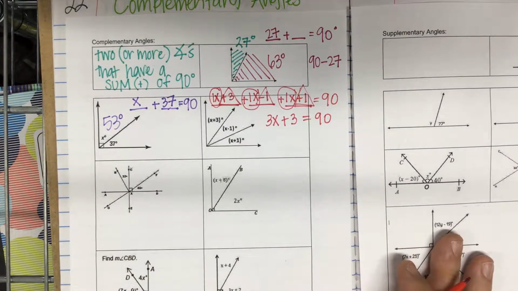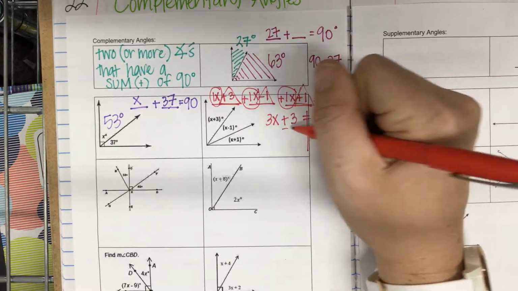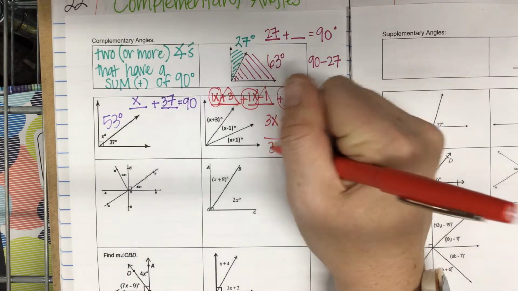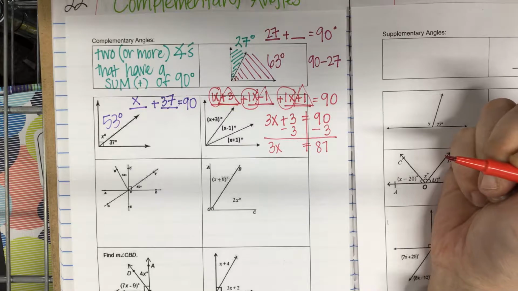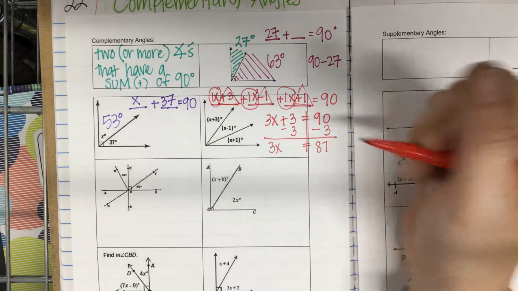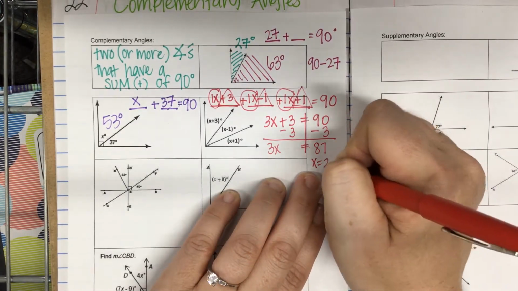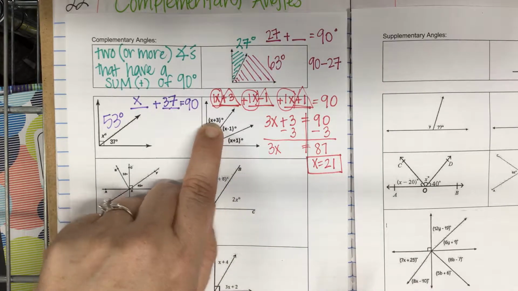Can you solve for x now? How? Minus 3. So 3x equals 87. Am I done yet? No. What do you need? Divide by 3. What does x equal? 29. Sorry, x equals 29. Now, ladies and gentlemen, x equals 29. But can you tell me what this angle measures?